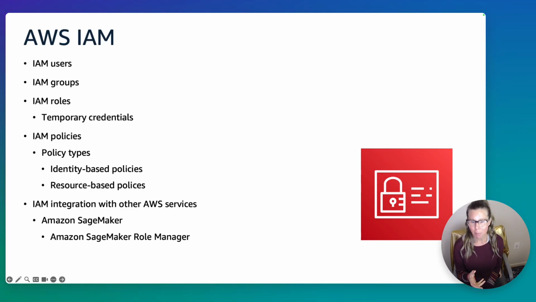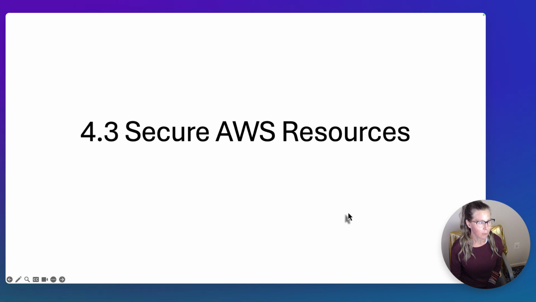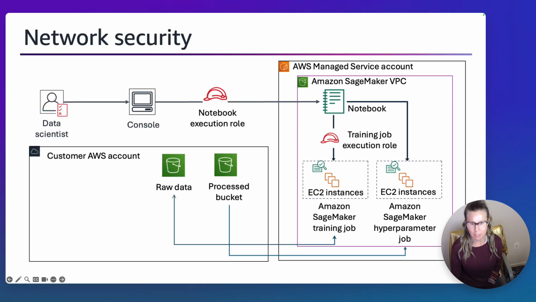And resource-based policies are attached to a resource. You can attach resource-based policies to SageMaker S3 buckets, Amazon SQS queues, VPC endpoints, and AWS Key Management Service encryption keys to specify who has access to the resource and what actions that they can perform. Let's continue on with securing our AWS resources.